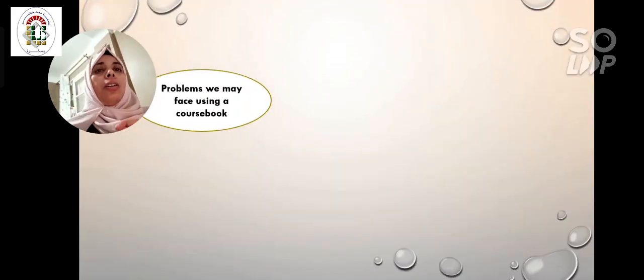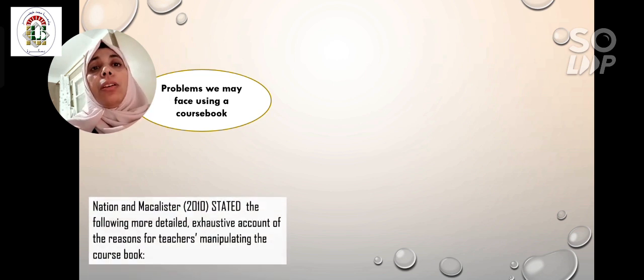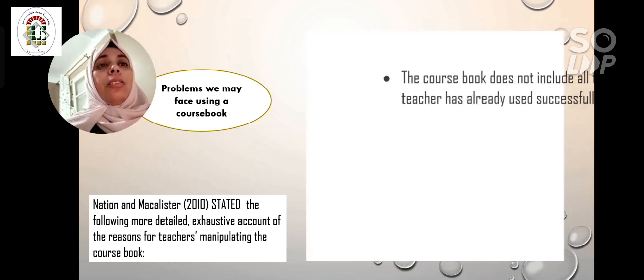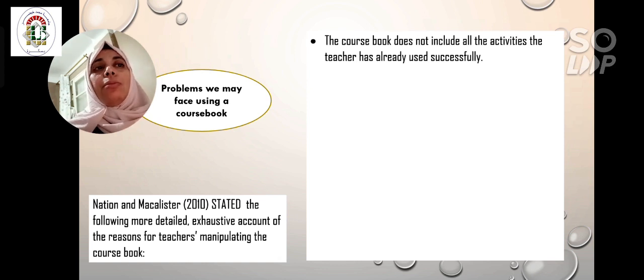Also, we talk about the problems that we may face using a course book. According to Nation and McAllister, the following is a more detailed, exhaustive account of the reasons for teachers manipulating the course book, in order to change it. Here, the first problem is that the course book does not include all the activities the teacher has already used successfully.